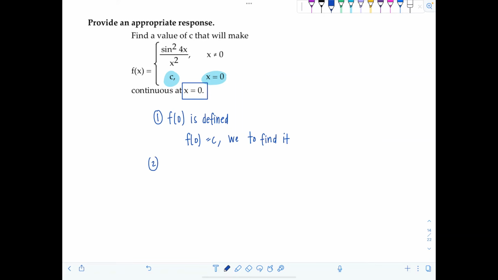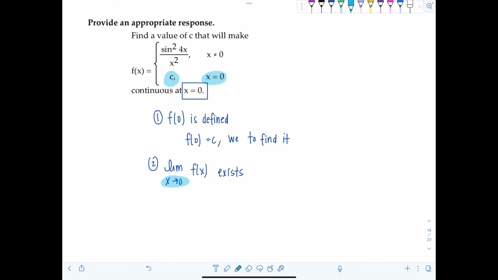Okay, second thing is the limit as x approaches 0 of f of x exists as a finite number. When we're working with a piecewise function and you're trying to find the limit, remember, we don't care what the function actually equals at that value. As we're looking as x approaches 0, I don't care what the function equals at 0. I care what the graph is tending towards as we approach 0 from both sides.